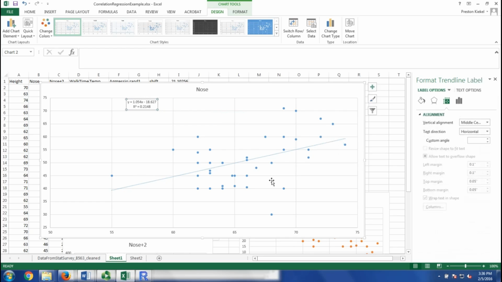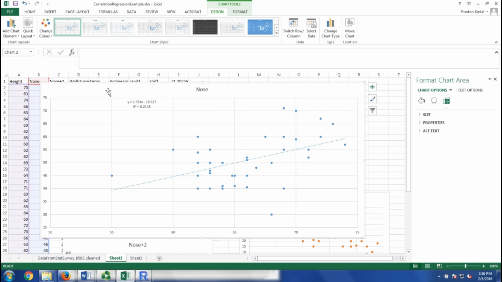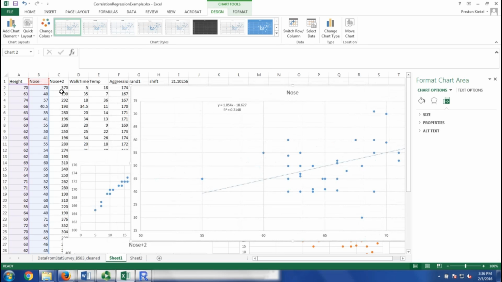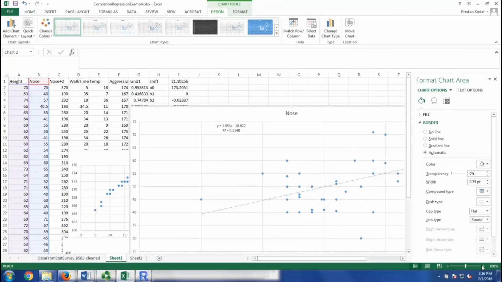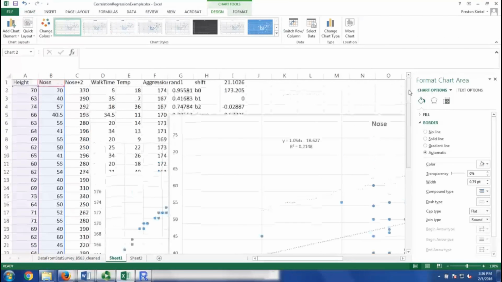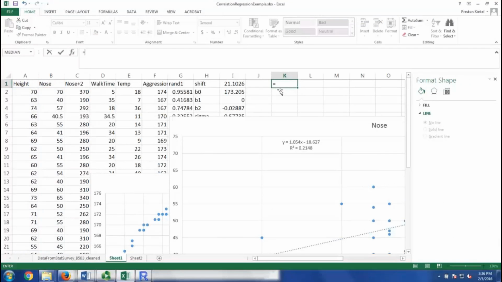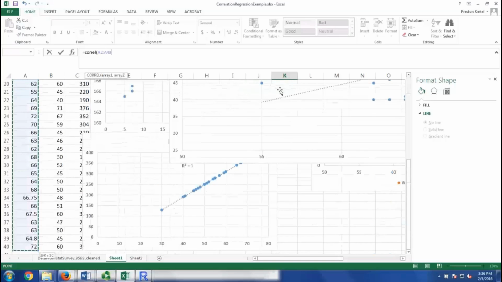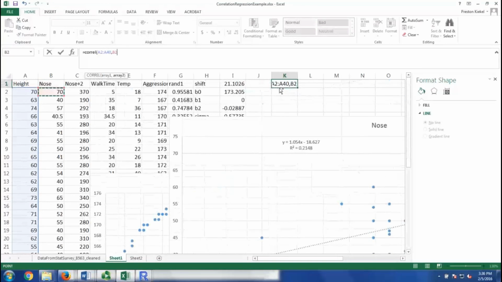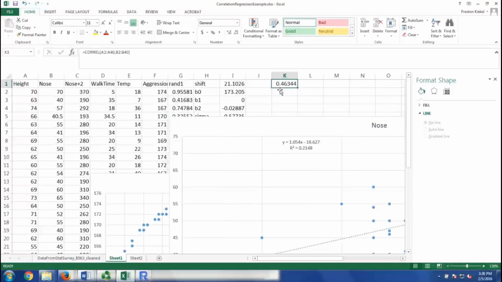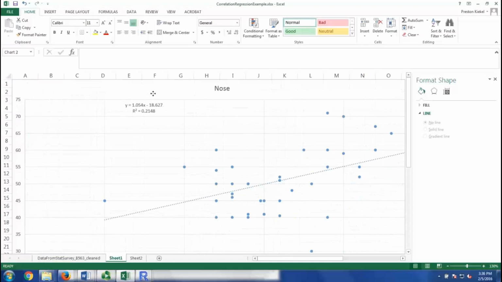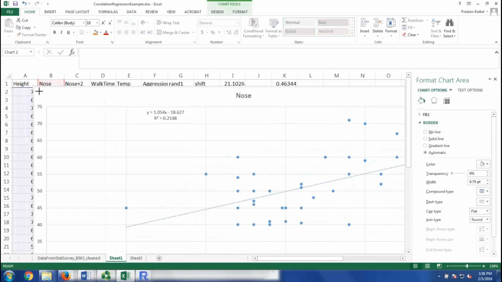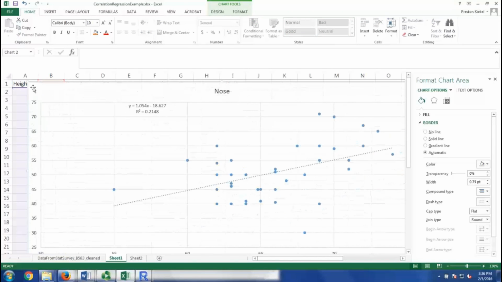We notice that the R squared is 0.2184. The actual correlation between those two variables is going to be, let's zoom in a little bit. Equals correl, gives me the correlation between height, comma, and then I select the array of data for nose. And the correlation is 0.46. It's a pretty big correlation. The R squared is 0.214. Anyway, this is a positive linear relationship.